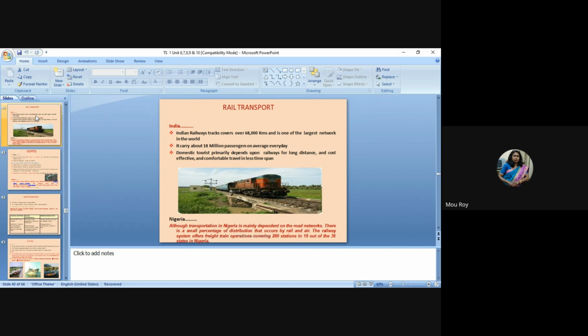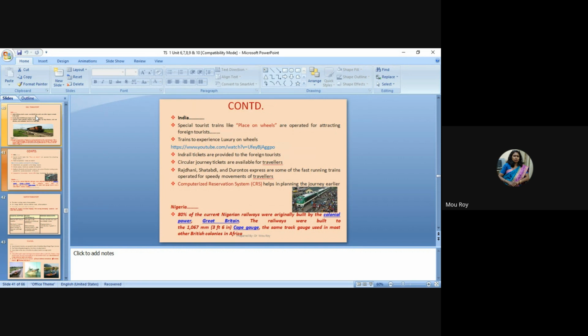Domestic tourists primarily depend upon railways for long distance, and of course it is cost effective. Then we have special tourist trains like Palace on Wheels, which basically operate to attract foreign tourists. It covers Delhi, Agra, Jaipur. Now there are around five or six trains like that. Palace on Wheels and other trains of a similar category have come up for attracting foreign tourists. The ticket for those trains is more than 1.5 lakhs. It usually covers Delhi, Agra, and Jaipur, these three areas.